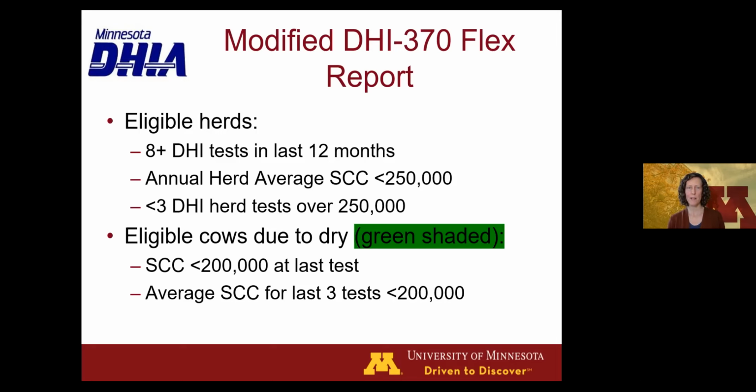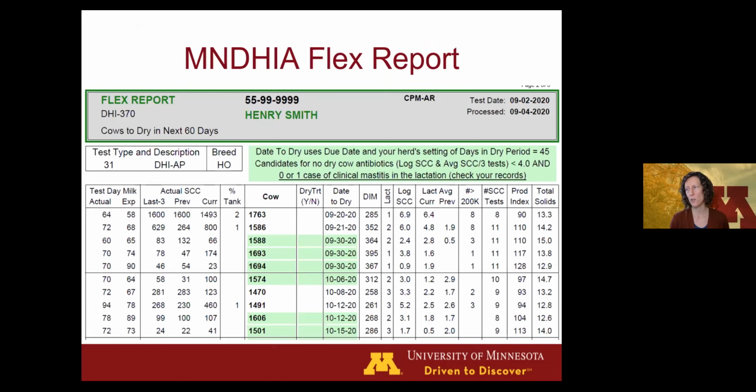And then the report basically is going to tell us which cows are eligible for selective dry cow therapy or not getting antibiotics based on cow level criteria. So somatic cell count less than 200,000 at the last test, and the average for the last 3 tests not more than 200,000. And this is just an example to show you, the cows to dry off in the next 60 days, and the green shaded ones are the ones that are potential candidates for no dry cow antibiotics.